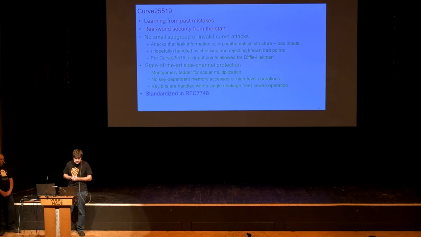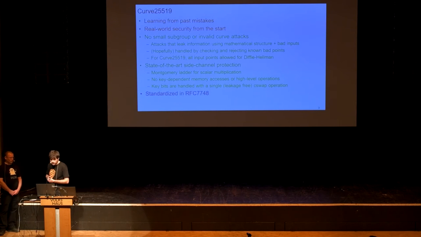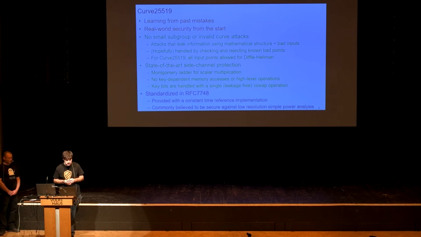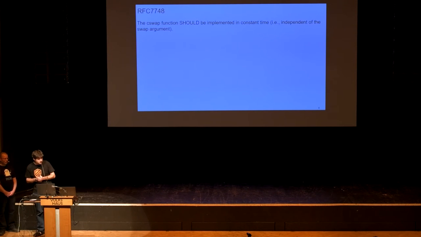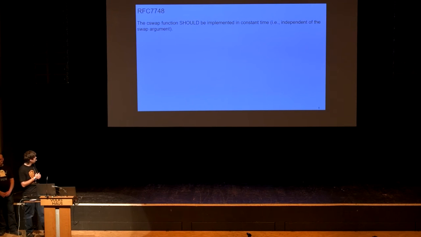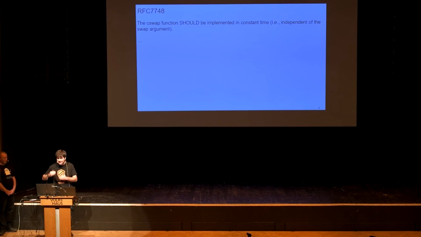And this entire thing is standardized under RFC 7748 that also came with a constant time reference implementation, which is commonly believed to be secure against microarchitecture attacks and simple power analysis. So let's take a look at the RFC. They clearly say that the CSWAP function should be implemented in constant time, i.e. independent of the swap arguments. And then they write out exactly how to do this.